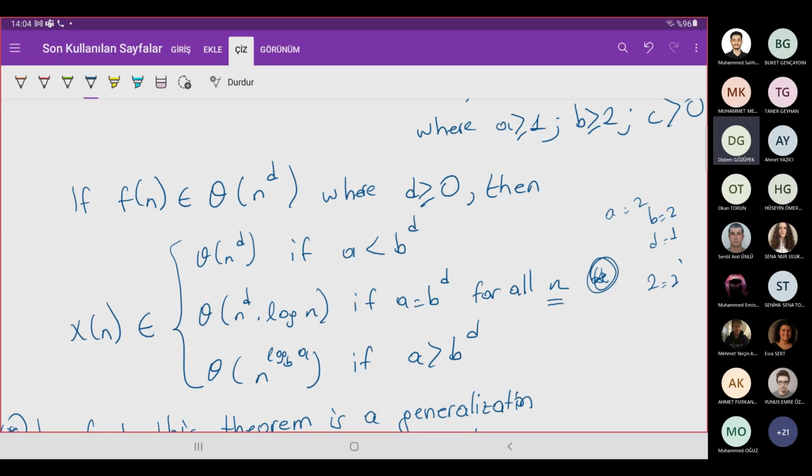By its recursive formula, by using its recursive formula.